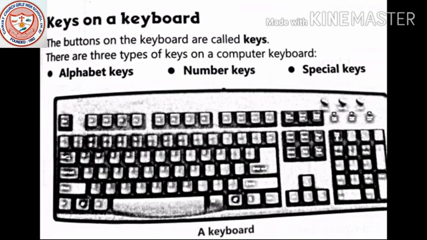Now let's see keys on a keyboard. Now what are keys? The buttons on the keyboard are called keys. The buttons which are present on the keyboard. You can see over here a keyboard is drawn. Now you can see square boxes are there in the rectangle box. Now these are the buttons on the keyboard. So the buttons on the keyboards are called keys. There are 3 types of keys on a computer keyboard.